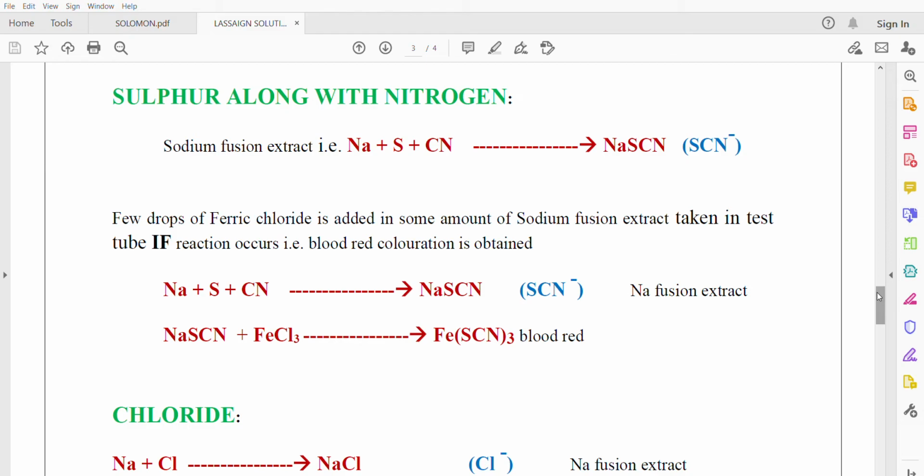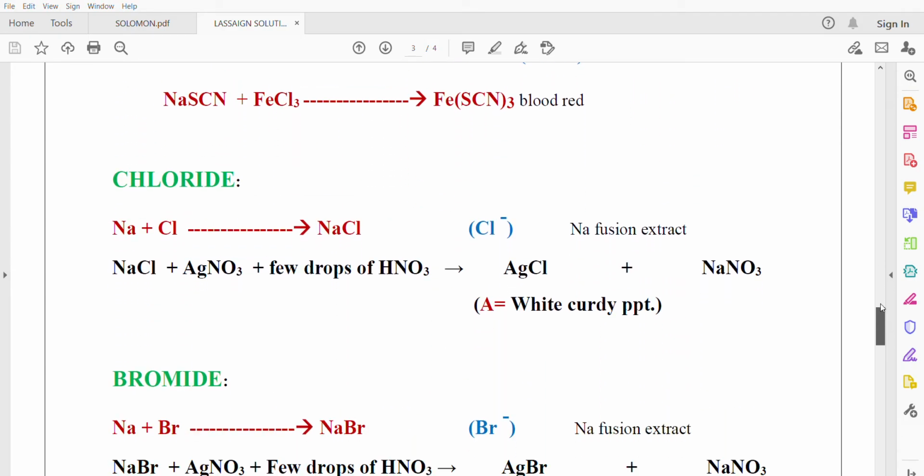coloration is observed. You take ferric chloride, a few drops. Add a few drops of ferric chloride in the sodium extract, a blood red coloration is obtained, it means nitrogen and sulfur are together present. They are present in thiourea. In thiourea, sulfur and nitrogen are present in the same compound.